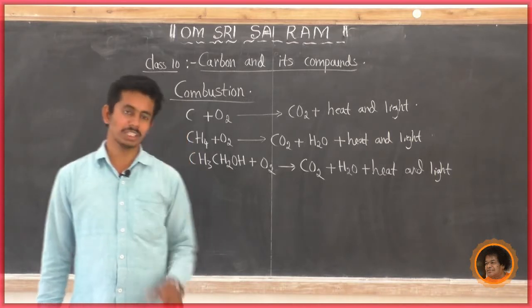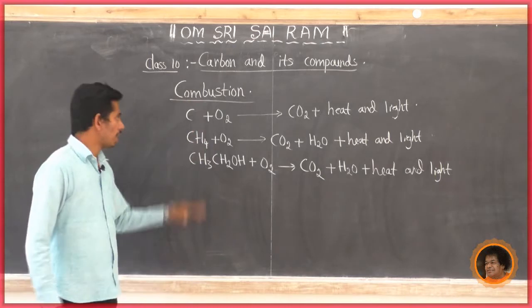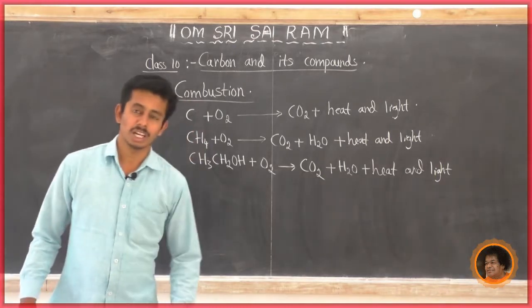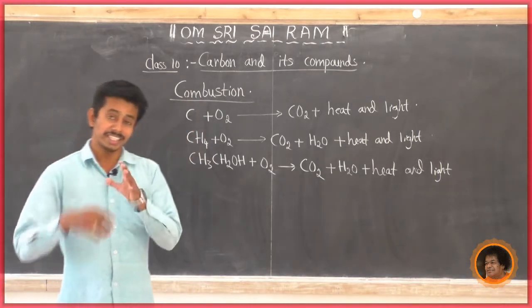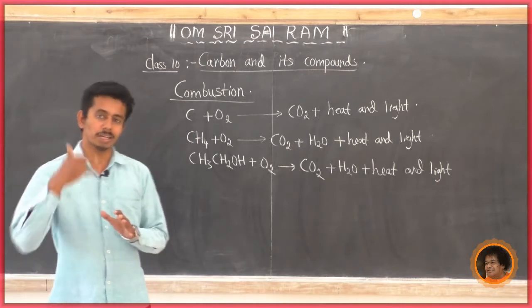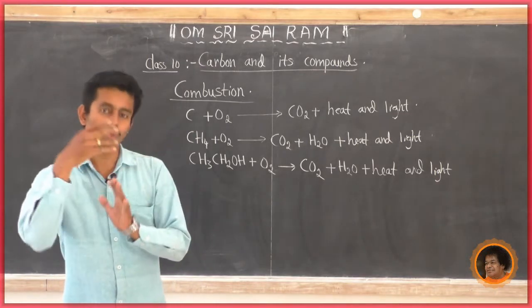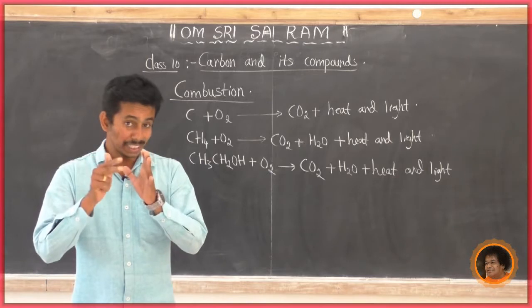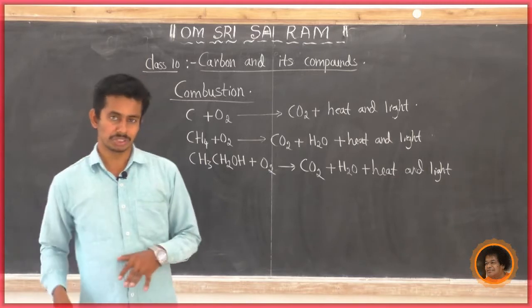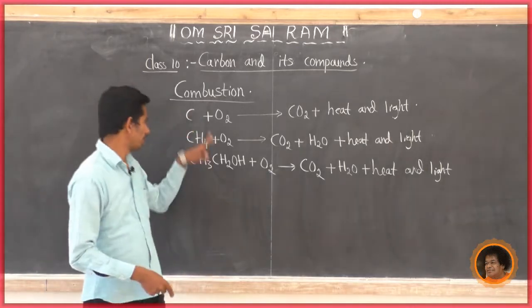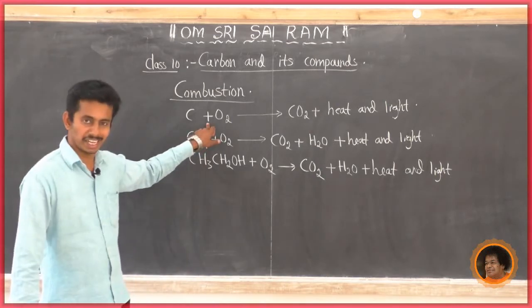In that, the first one is combustion. How do carbon and its compounds combust? Is it a complete combustion or an incomplete combustion? In combustion, there are two types: complete combustion and incomplete combustion. What is the difference between these two? For example, look at the reaction.